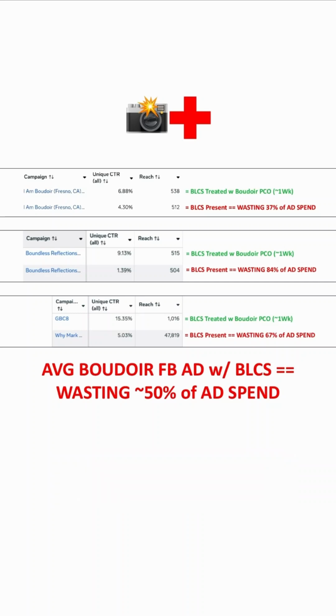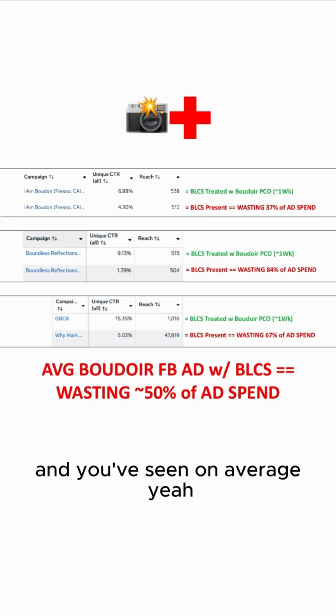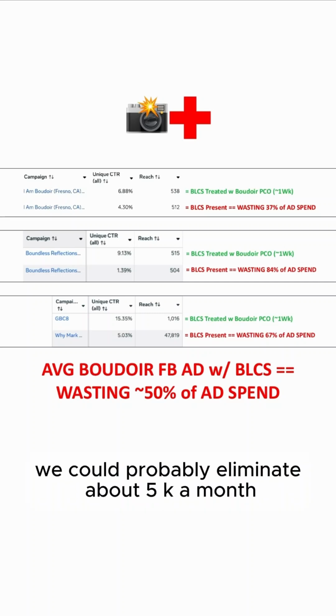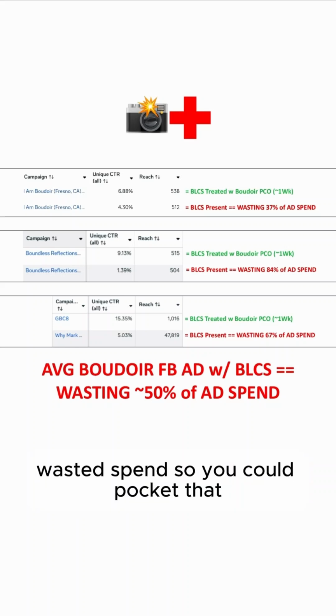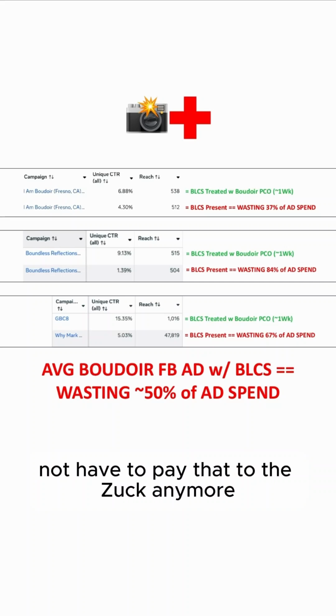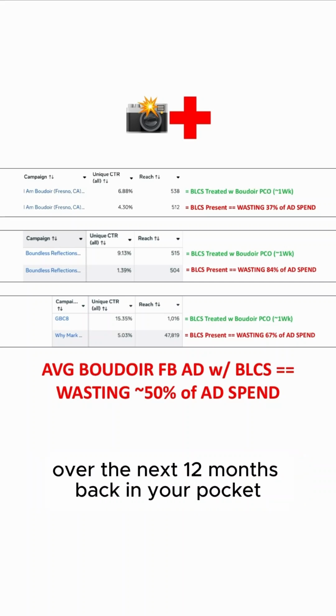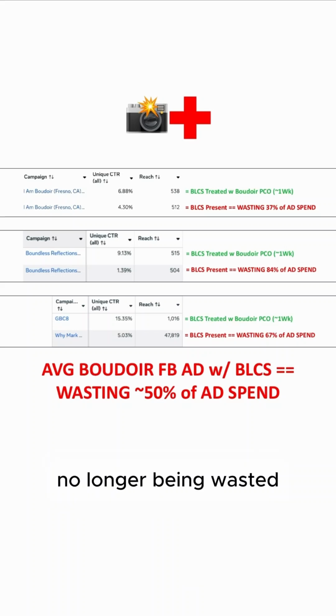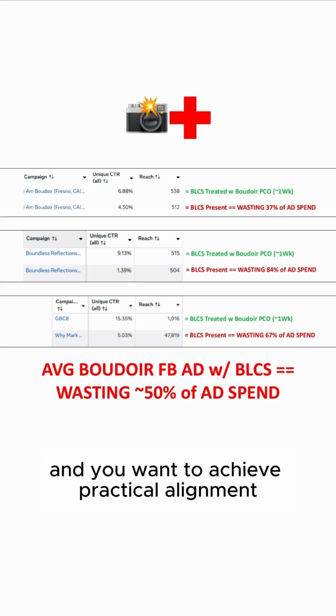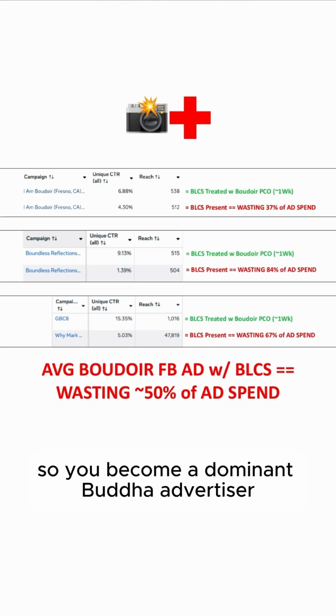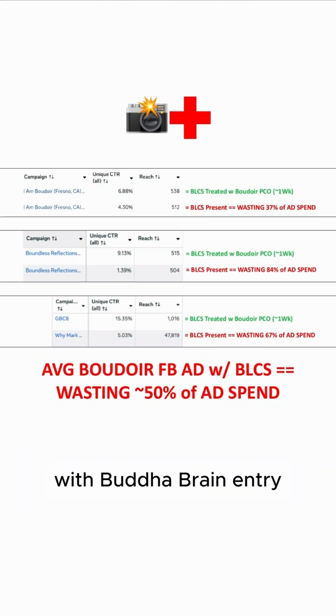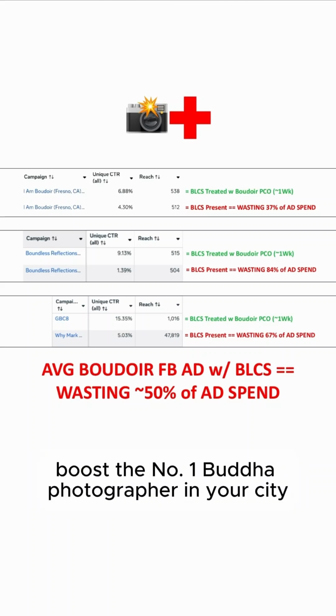And you've seen that on average, yeah, we could probably eliminate about 5K a month in wasted spend. So you could pocket that, not have to pay that to the Zuck anymore. Approximately 60K over the next 12 months back in your pocket, no longer being wasted. And you want to achieve pre-click alignment, so become a dominant boudoir advertiser with Boudoir Brain Entry Boost, the number one boudoir photographer in your city.